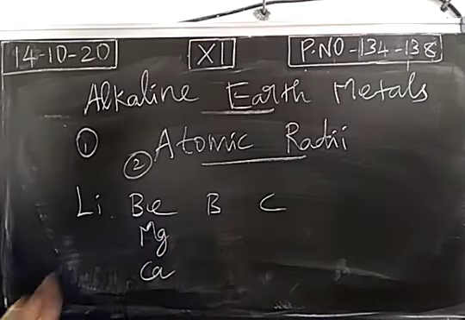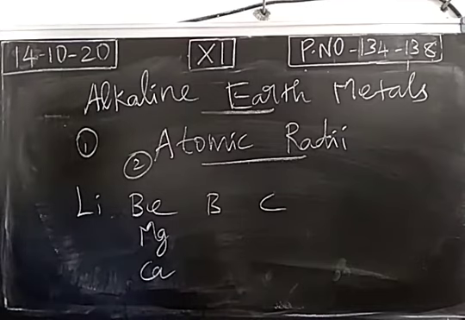Comparing beryllium, magnesium will have more radius. Comparing magnesium, calcium will have larger atomic size because electrons are added in the next shell. Beryllium has just 2 shells, magnesium has 3 shells, calcium has 4 shells. So the number of shells is increased, electrons are added in the outer shells, and size increases from top to bottom.